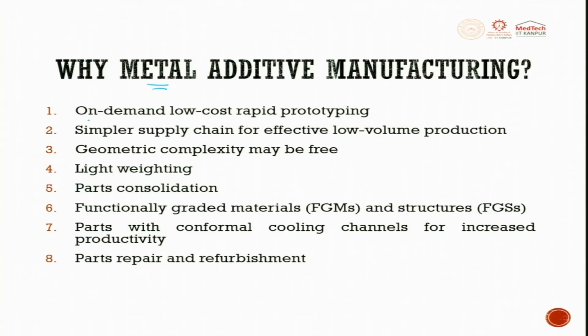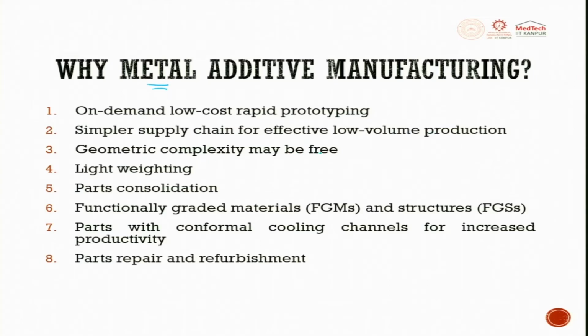Because metals on demand, low cost, rapid prototyping is possible, and today we are trying to talk about rapid manufacturing. So, on demand low cost rapid prototyping for metals is coming up in a big way. There is a lot of application. The supply chain for effective low volume production can be used in additive manufacturing. So, metal is also brought in very high.